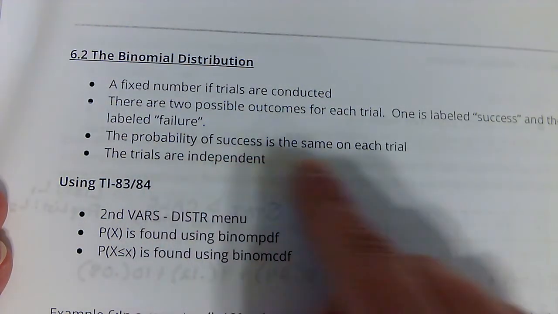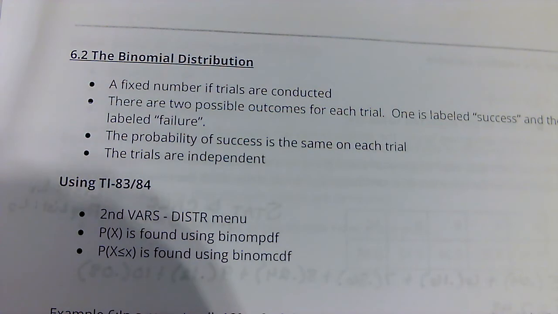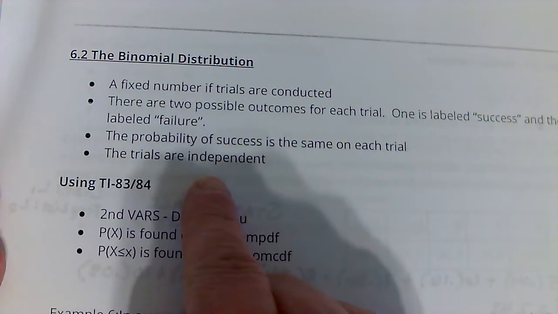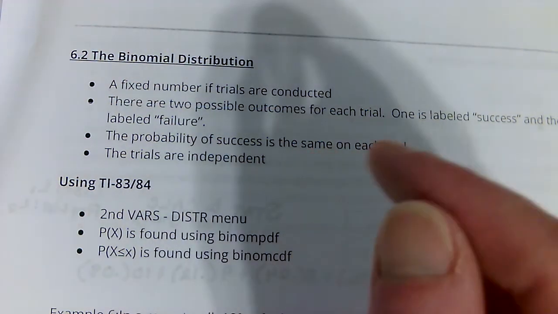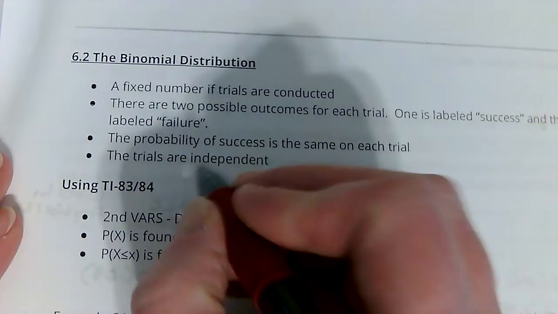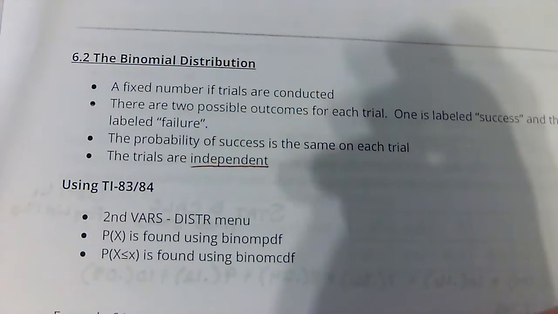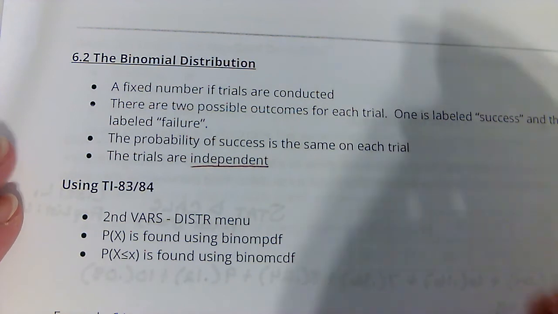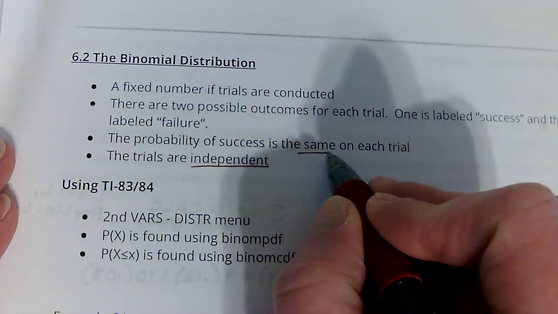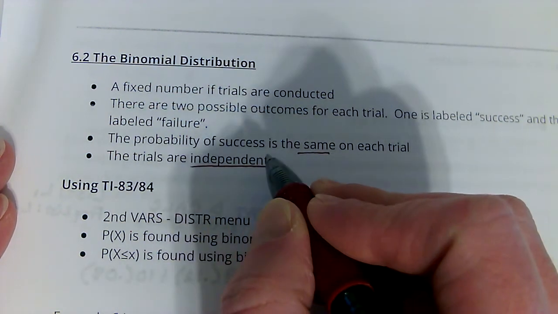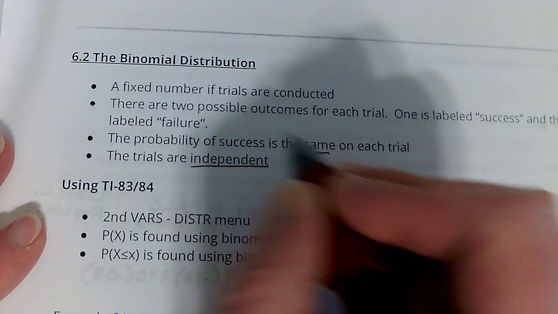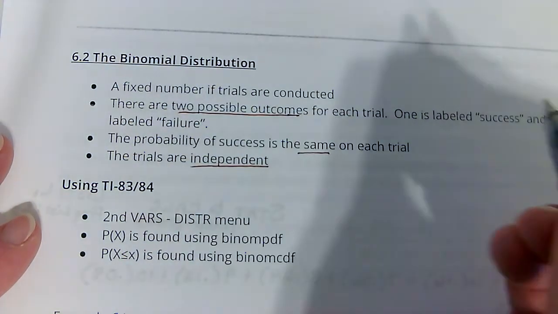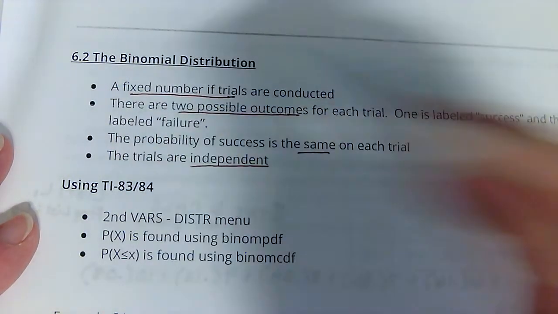The probability of success is the same every time, so that's got to be consistent. And the trials have to be independent. That means that one trial does not affect the next trial. So the probability has to be the same, and they have to be independent, so they're not affecting each other. Two possible outcomes only, and it's a fixed number of trials.